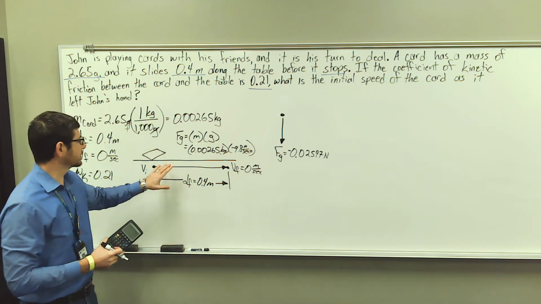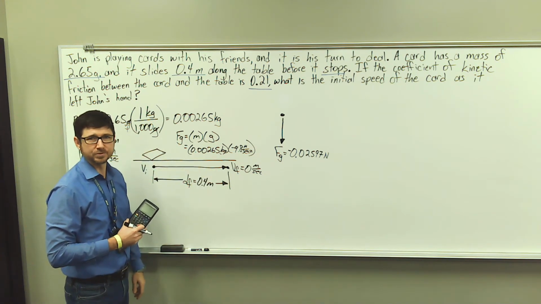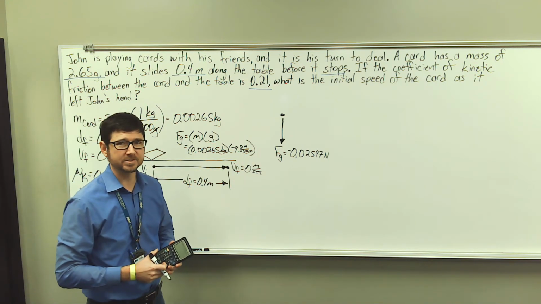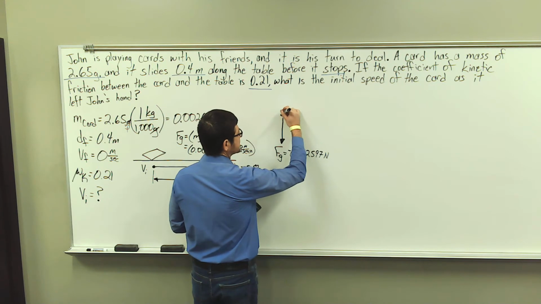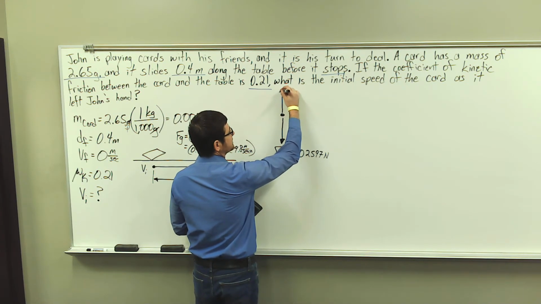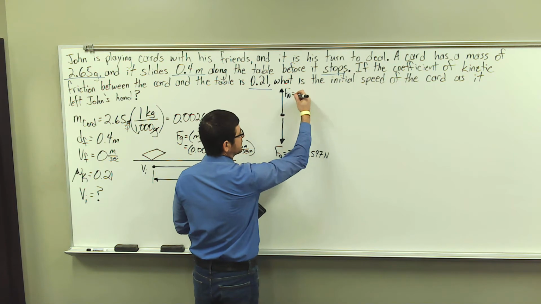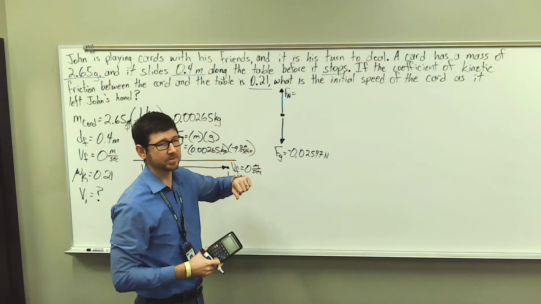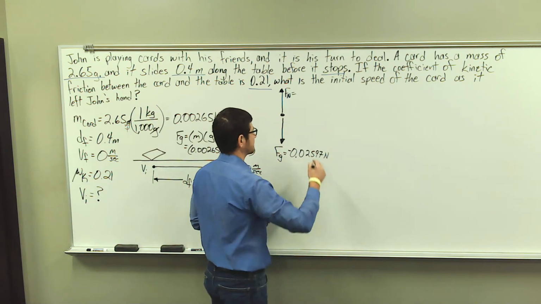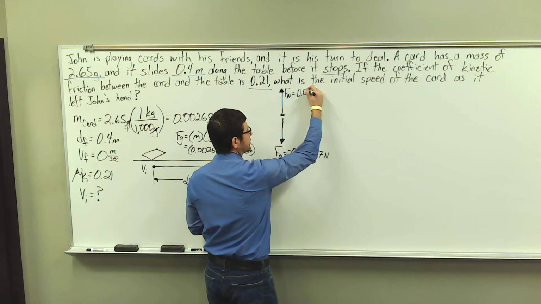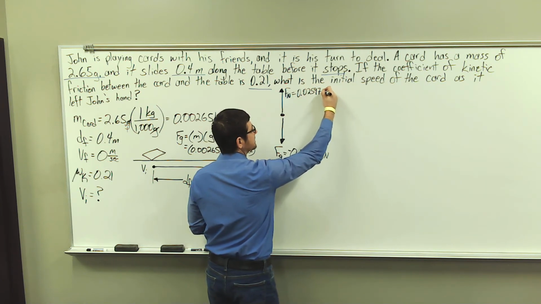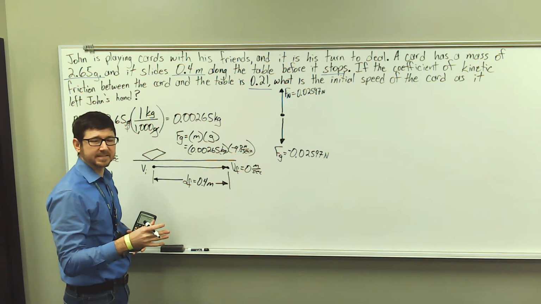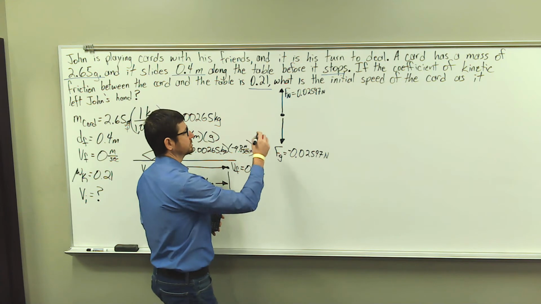Now, looking at the simple picture that we drew, we know that the card is in equilibrium in the y direction. So that means that the normal force that the table is applying to the card is equal in magnitude to the weight force due to gravity, but the vector is pointing in the opposite direction. So we have an interaction pair here, 0.02597 newtons.